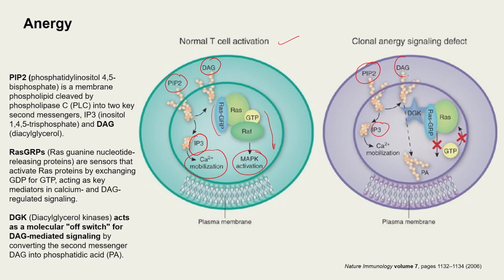Anergy will avoid the activation of the T cell, and how it does that is because the PIP2 protein can cleave into IP3 and diacylglycerol. And diacylglycerol is worked upon by a very specific protein called DGK, which stands for diacylglycerol kinase. Diacylglycerol kinase can convert this DAG into phosphatidic acid, and because of this conversion, DAG is no more able to activate this pathway. So this pathway is not activated simply because this diacylglycerol-specific kinase is getting activated.